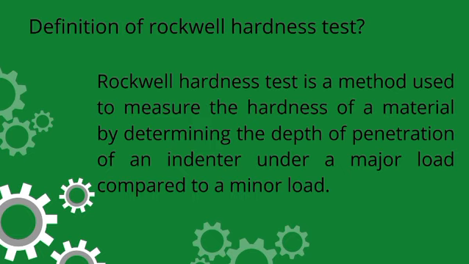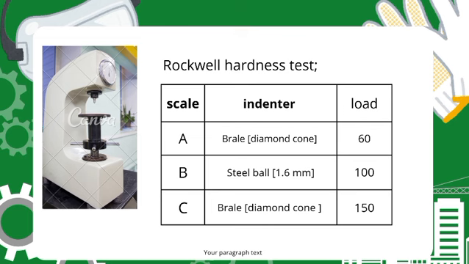Now, let's move on to the next slide. In the Rockwell hardness test, there are three types of indenter used. Scale A and scale C: both use a Brale indenter. Scale B uses a steel ball indenter.